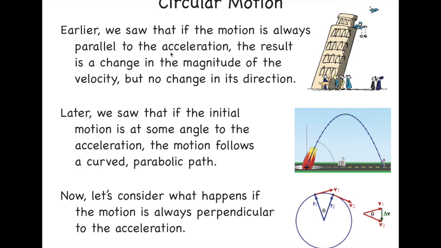A car is moving, say, to the west, and it is speeding up such that the velocity is to the west, and so is the acceleration. When the motion is parallel to the acceleration, then the result is just a change in the magnitude of the velocity, but there's no change in the direction, right?